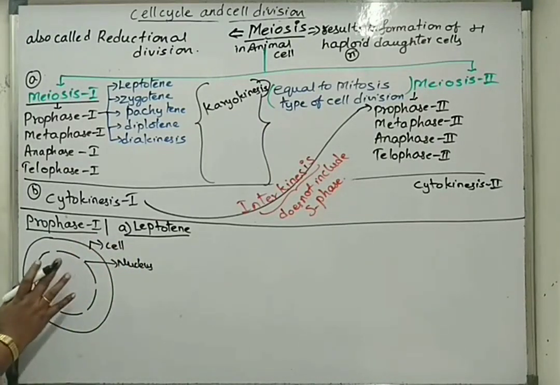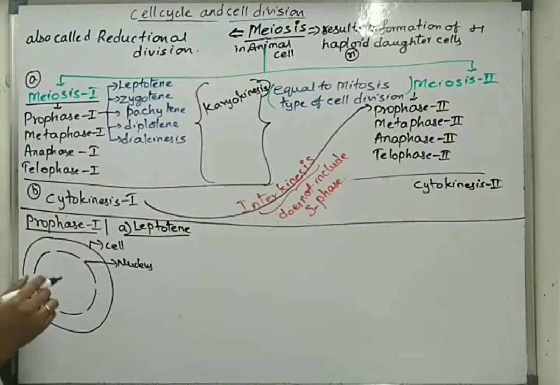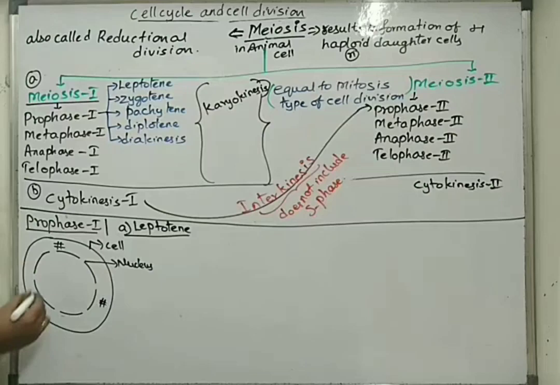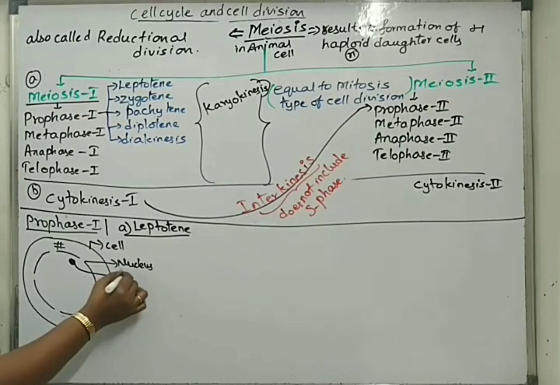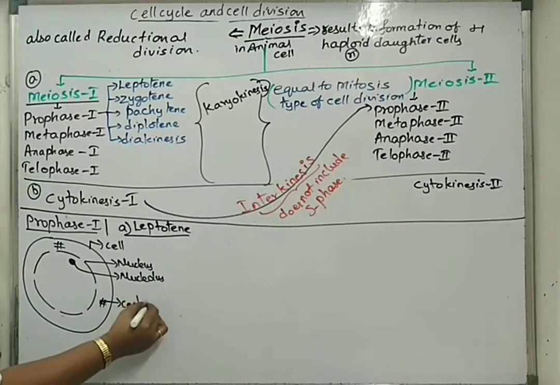initially there will be chromatin and that has to get condensed into thread-like chromosomes. Initially chromatin will be like a highly coiled long thread-like structure. Since meiosis is happening in an animal cell, there will be centrioles. We cannot initially take that centrioles are at opposite poles. So this is nucleus, this will be nucleolus. These will be centrioles.